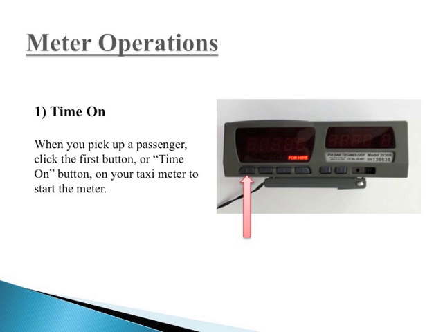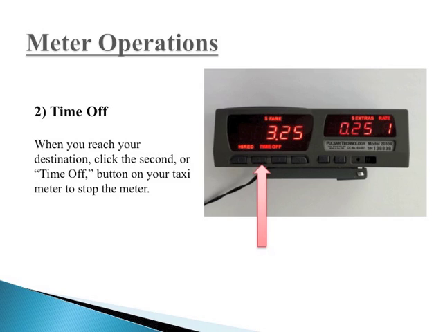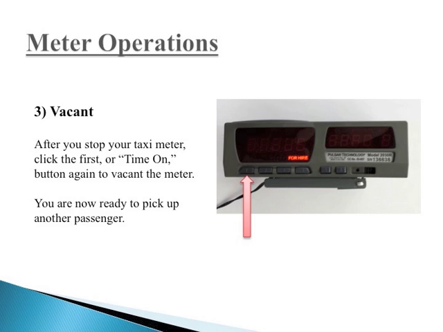Once you have logged into TaxiRadar, picking up and dropping off passengers works just like it always has. The Time On button works the same way it always did. When you pick up a passenger, click the Time On button to start your meter. The Time Off button also works the same way that it always has. After you have driven your passenger to his destination, click the Time Off button to stop the meter. Finally, the Vacant button is now button 1, the same as the Time On button. After you stop your meter, click the first button to vacate your meter.